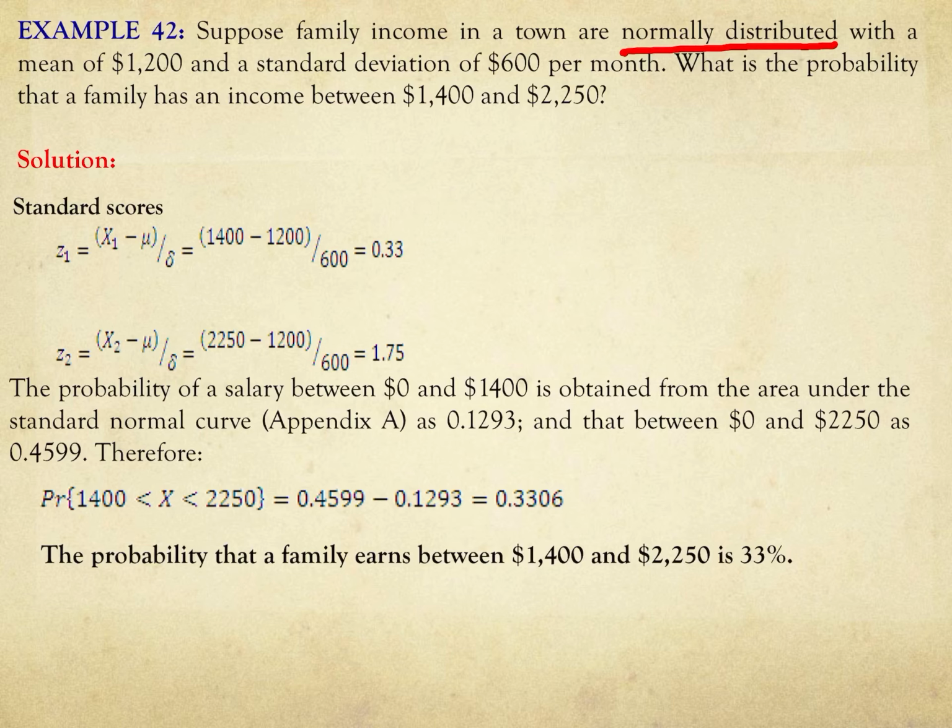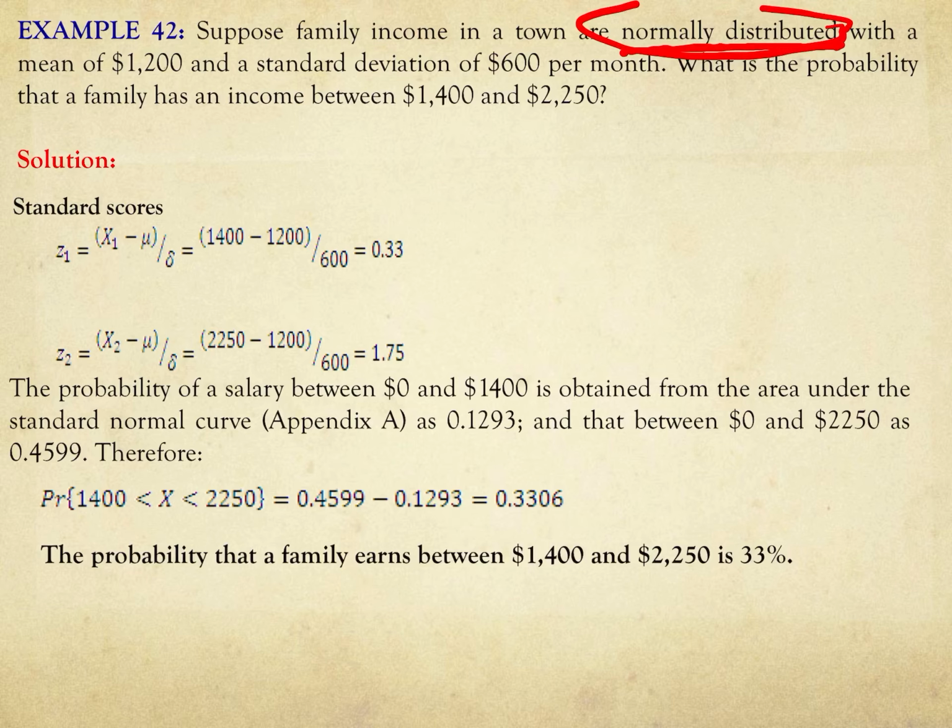Remember what we said in binomial distribution. There are always two possibilities, yes or no, success or failure, defective or non-defective. So there are usually two possibilities. But when it comes to questions of normal distribution, you are going to find this phrase there: normally distributed.